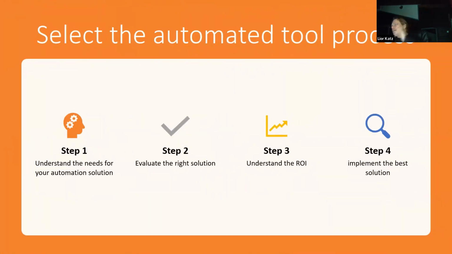Let's see the stages that I wrote over here. First of all, you need to understand your automation solution. You need to understand what kind of solution you have, okay? And then you need to evaluate the right solution. When you're evaluating the right solution, there is one step that I'm missing in this slide, which is that you need to deeply understand the system that you're going to test.